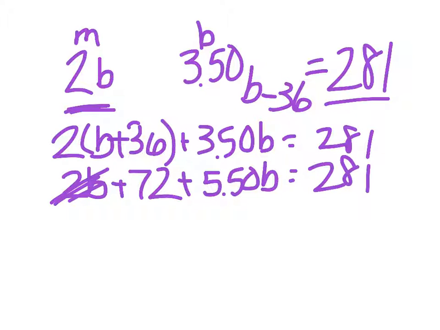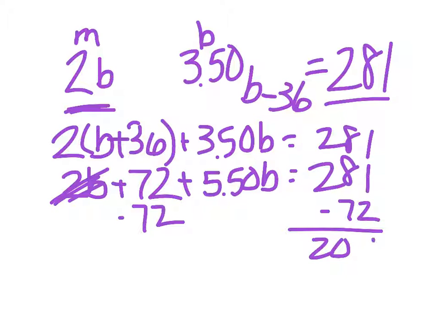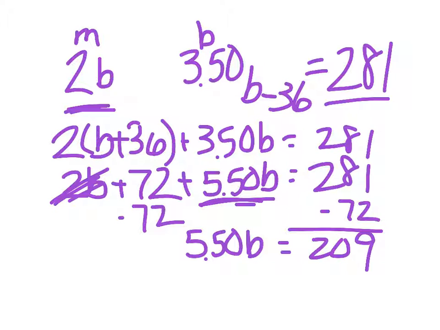Alright, well, it looks like I can subtract 72. Subtract 72. Let's see, I think that's going to be 209 equals 550B, because I'm getting everything away from B. Now, see if this magically works out well. 209, and divide each side by 550.